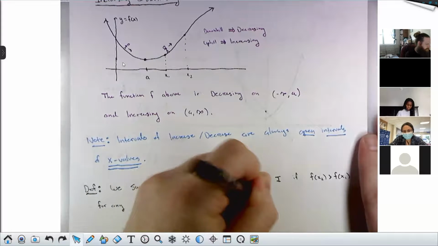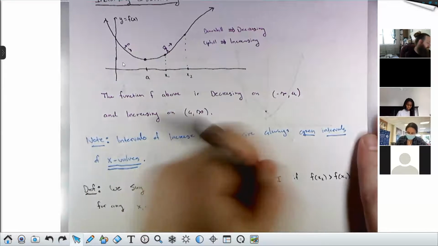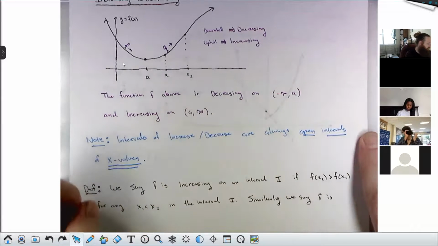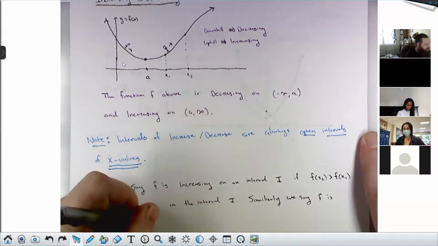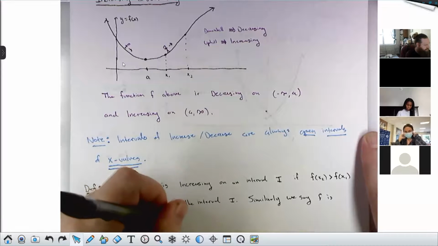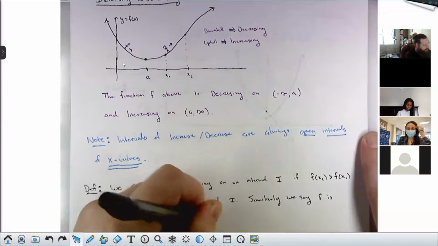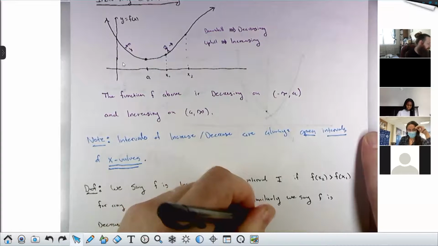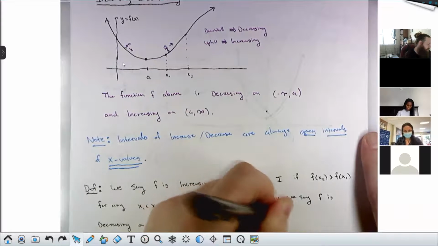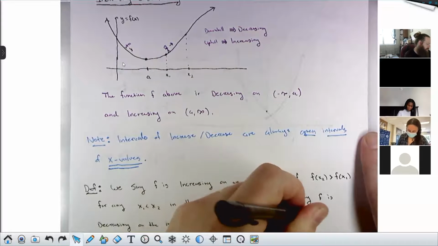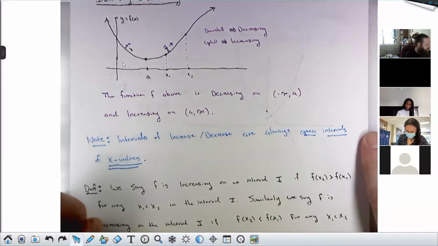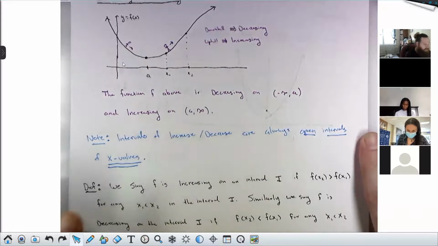Similarly, we say f is decreasing on the interval I if f of x2 is smaller than f of x1 for any x1 less than x2 in I. Same thing, just turned around.